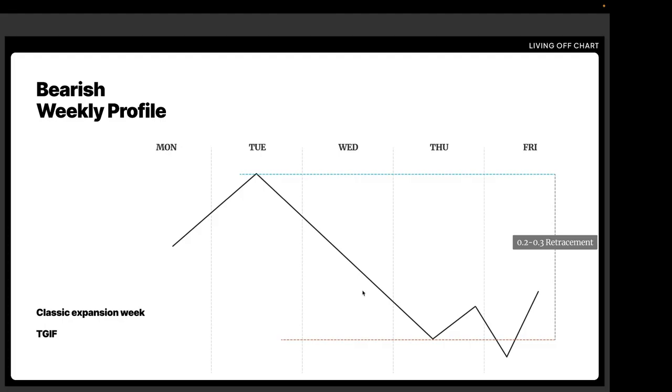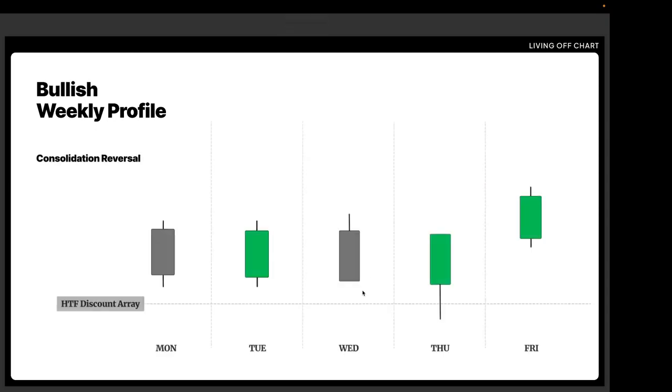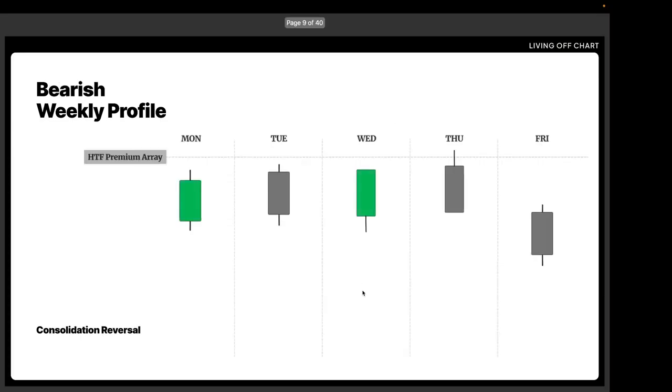Now the bullish TGIF. Right here, you can see a schematic of the bullish TGIF. So this is once again just capping the weekly range and looking for that open, low, high, close scalp. Now here we have a consolidation Thursday reversal. So this weekly profile usually forms when Monday, Tuesday, or Wednesday has no significant news drivers, and then Thursday has a high impact driver. We can see Monday, Tuesday, Wednesday consolidate, Thursday run the low, and then Friday expand. Just like we see here on the bearish example, Monday, Tuesday, Wednesday consolidate, Thursday runs the high, and Friday expands.